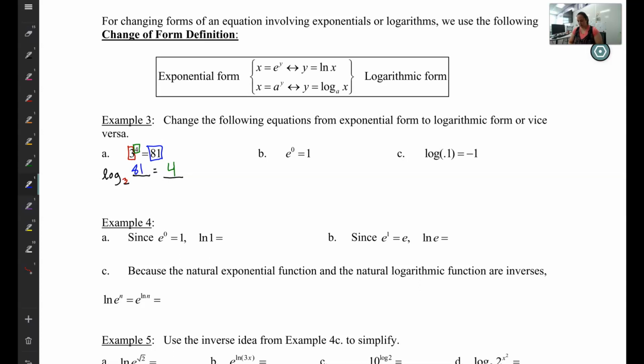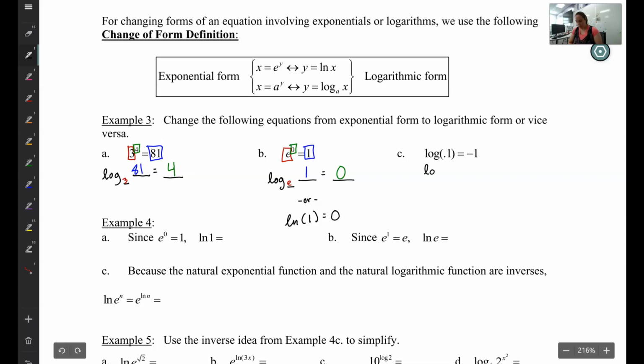I want you to pause the video, try to change this next one into logarithmic form by filling in those 3 spots. Okay. So we've got log base e of 1 equals 0. And remember, log base e can be shortened to ln. So also ln of 1 equals 0. Last one, this is log of 0.1. And remember, when no base is written, assume that it's a 10.